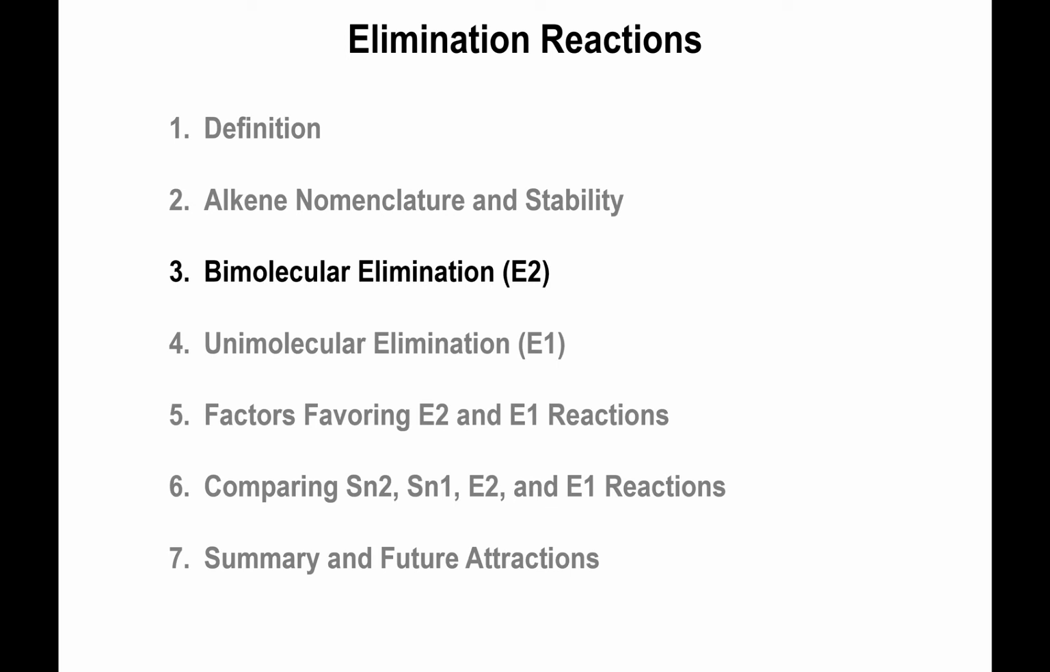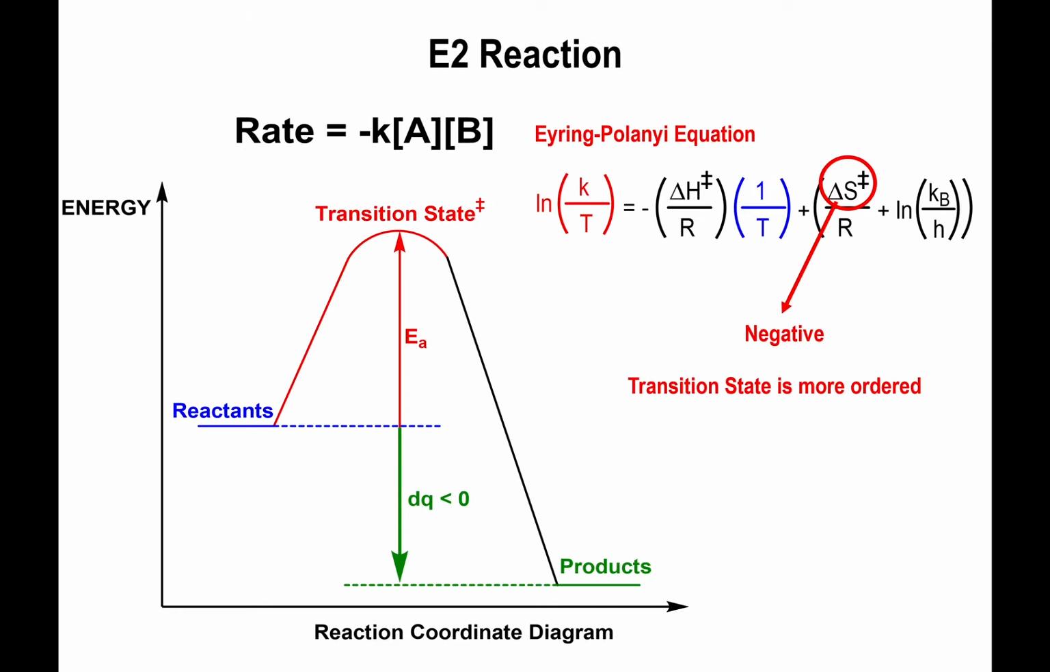Let's talk about bimolecular elimination reactions, also known as E2 reactions. Much like an SN2 reaction, in an E2 reaction, you have a bimolecular process involved at the transition state, the rate determining step of the reaction. So you have a rate law that is bimolecular, hence the number 2 in the abbreviation.